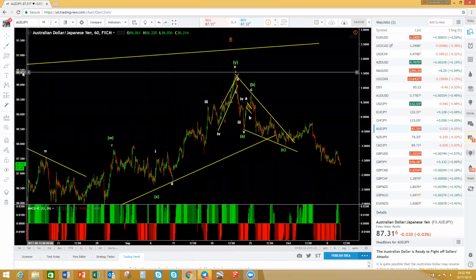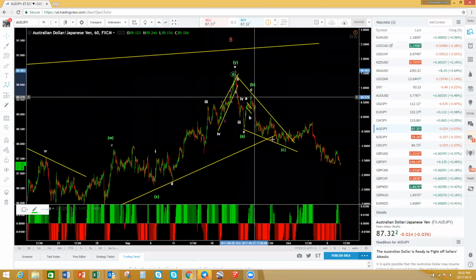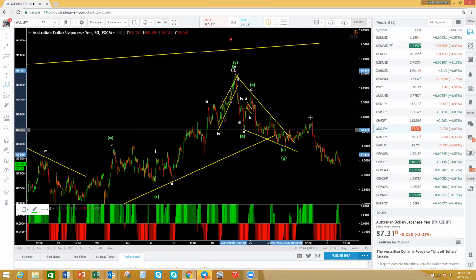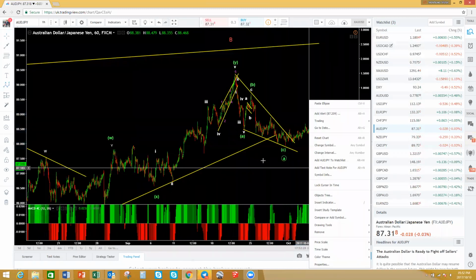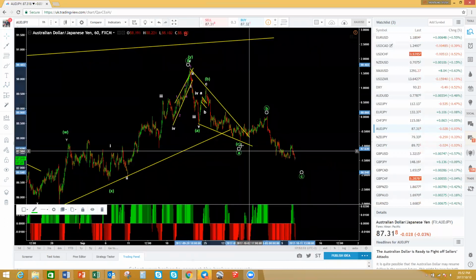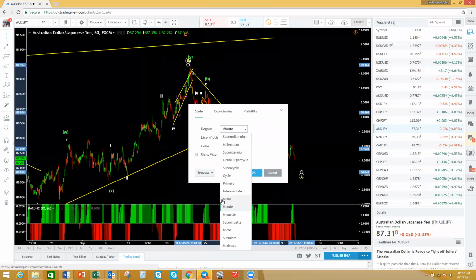If I were to take ABC there, you can see that this whole thing is a diagonal. That will be my A. And then I've got a B there. And then I've got a C. Okay? But this is in a different degree. So let's make it higher, or yellow. See how easy it is to label here?